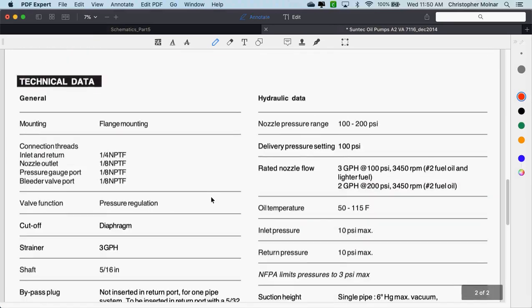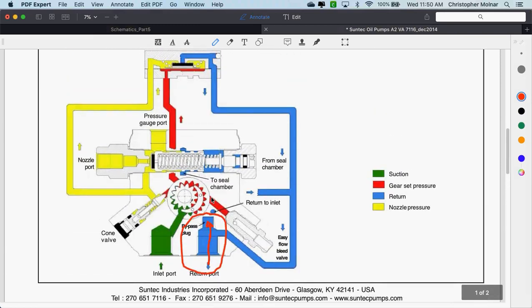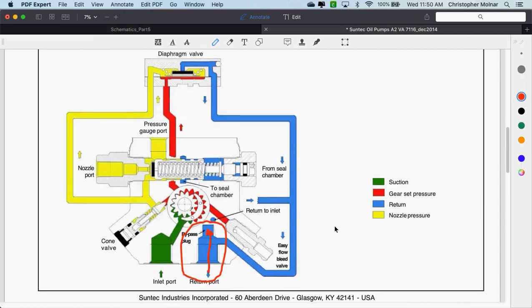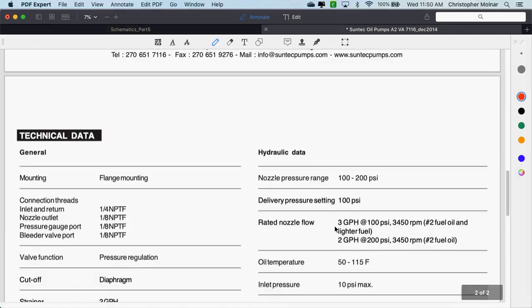Can you purchase the plug if you lose it? If you accidentally lose it, yeah, you could purchase the plug. You just have to go into your supply house, walk up to the counter, and say, I need a bypass plug for a Suntec pump. The counter guy is going to chuckle, like, you tossed it out, right? Yeah, I lost it. They'll give you one. Be prepared for a little bit of ribbing from the counter guy.